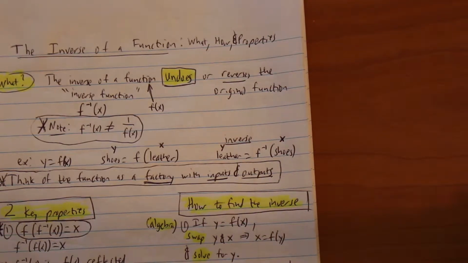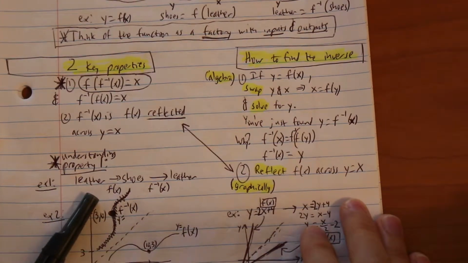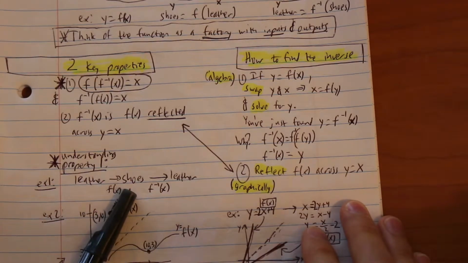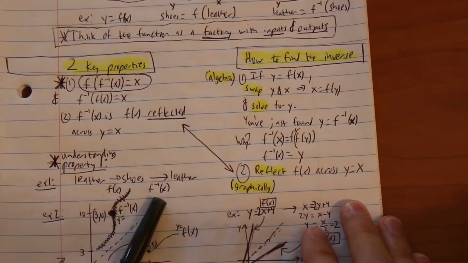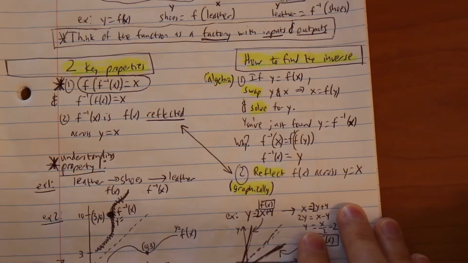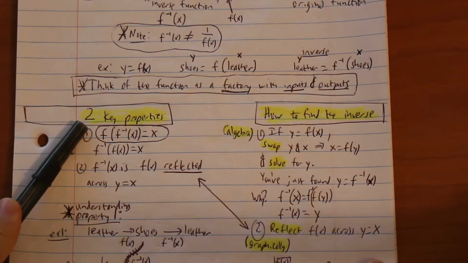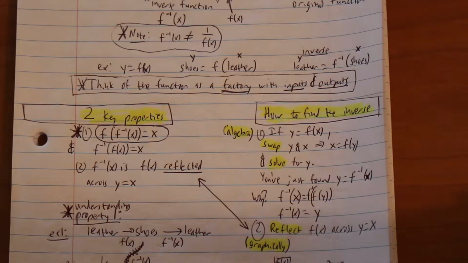I'm just going to jump down a little bit over here. If you look at this line, if you put leather into your factory, the original factory produces shoes. If this is your inverse factory, it's going to take those shoes and produce leather. So if you run your input through your factory and then the inverse factory, you get back what you put in, which is the leather. I want you to focus on two key properties as well as two ways of finding the inverse. That's going to be the rest of the video.